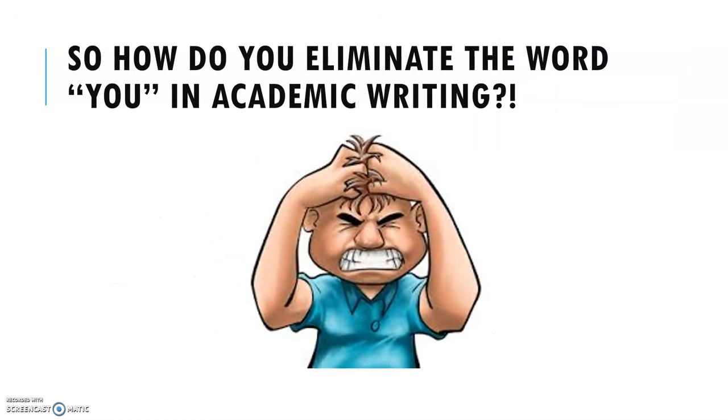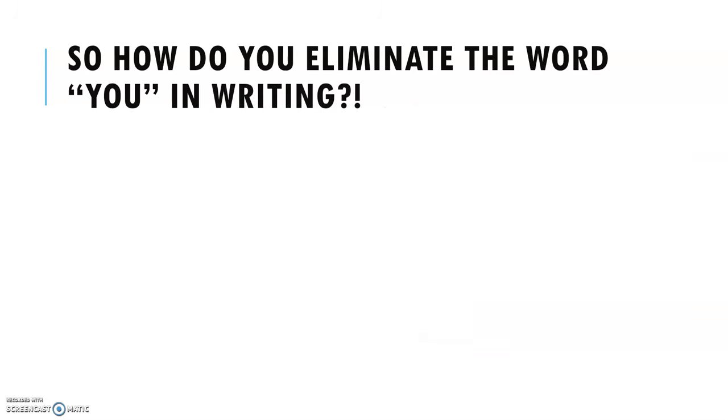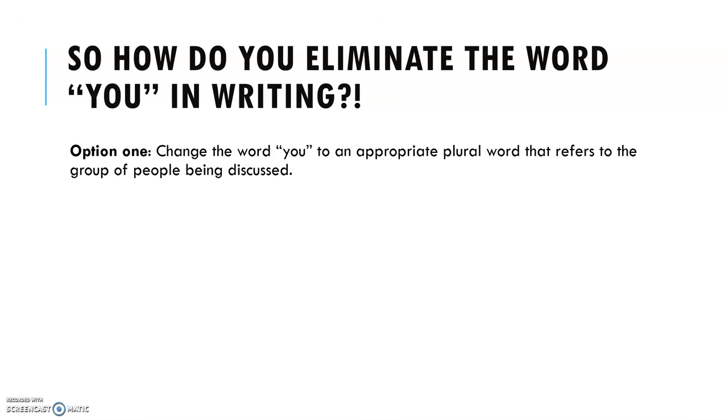So we're in this habit of using this word. A lot of times students use it in their hook to draw the reader in. Let's go over how to get out of this habit. You have various options to get rid of the word you when you have it in your writing. One is to change the word you to the appropriate plural word that refers to a group of people being discussed. So if you had a sentence such as this, you should do research before making a claim in writing, pause for a second and think about who should be doing research.